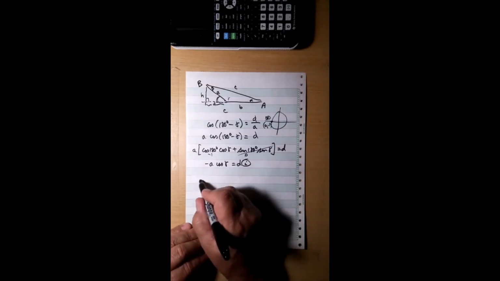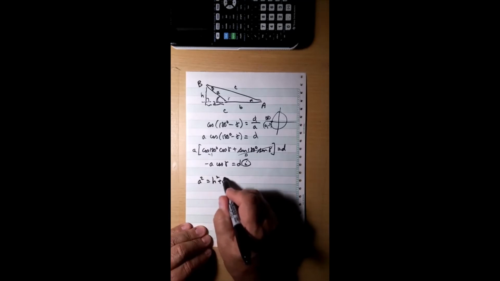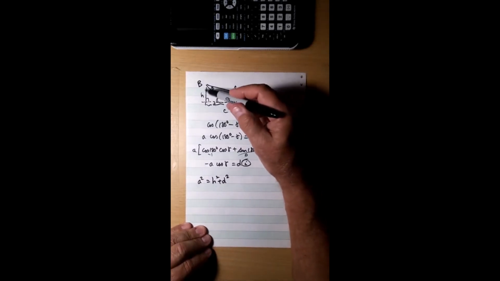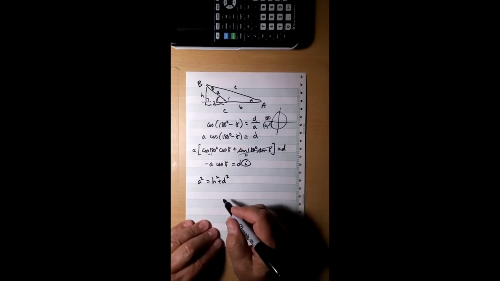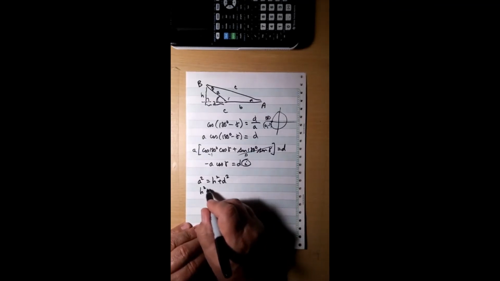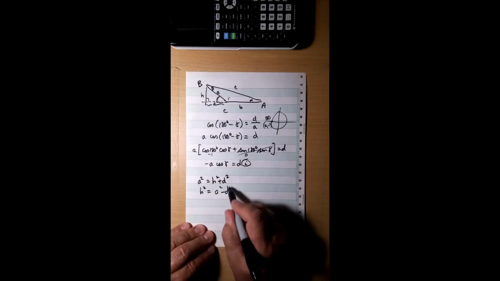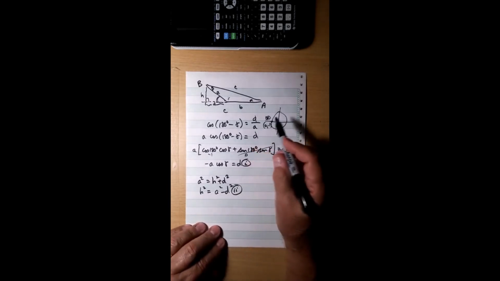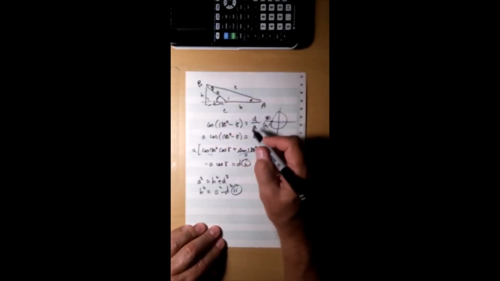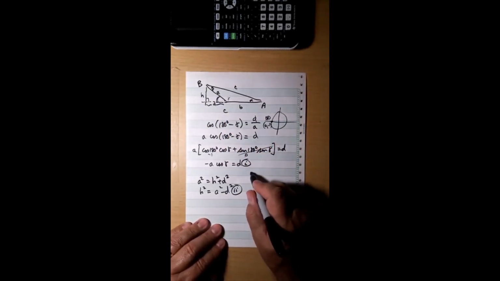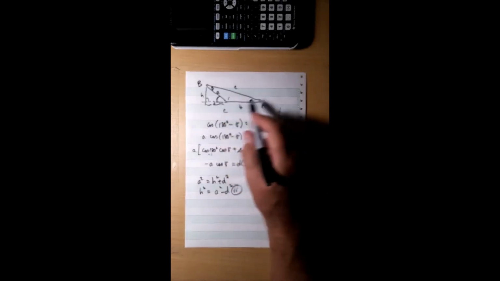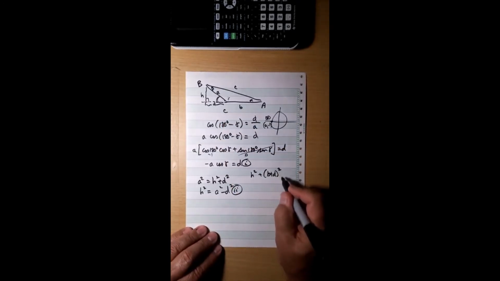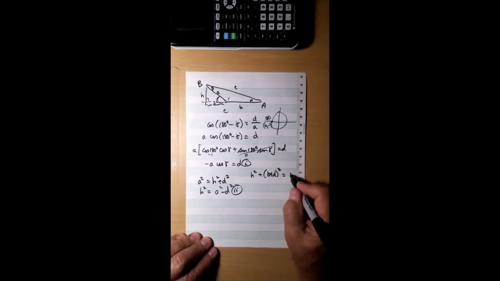You also have a squared equals h squared plus d squared. And we want to just solve that for h squared. So it's a squared minus d squared. Keep that around. Okay. So in this big right triangle, the Pythagorean theorem gives us h squared plus b plus d, quantity squared, and that equals the hypotenuse c squared.